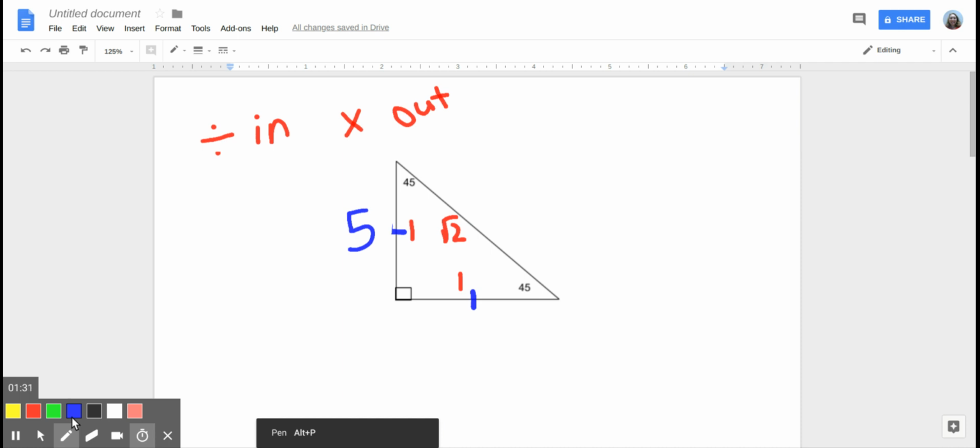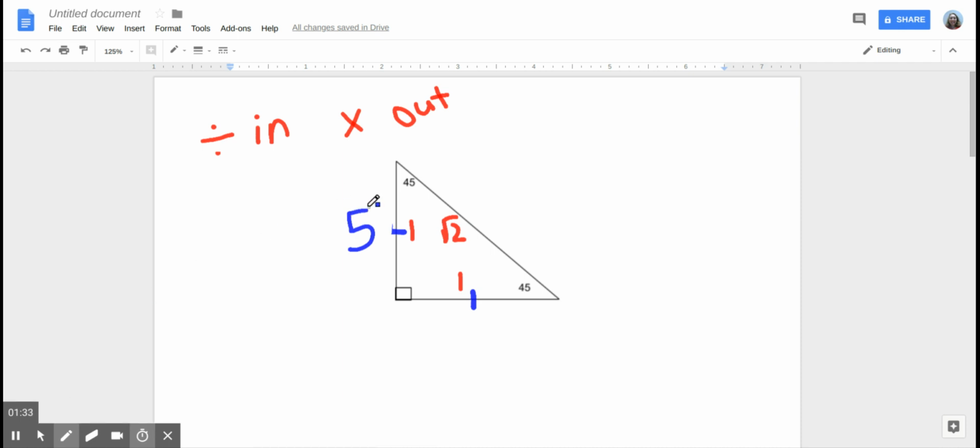So if we start with the side that we were given, the 5, we can divide in, because we're outside of the triangle right now, we divide in. 5 divided by 1 is 5. And now we multiply out. So to find this leg, we multiply 5 by 1, which gives us 5, which is good since we knew this was an isosceles triangle. And then to get our hypotenuse, we would take 5 times the square root of 2, which would give us 5 radical 2.